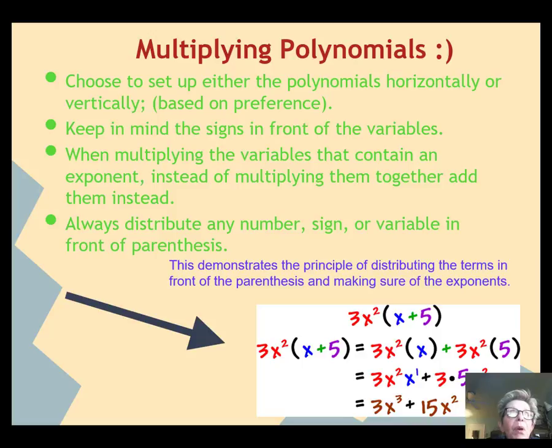In the example below here, we have 3x squared, a monomial, times a binomial. The binomial is x plus 5. 3x squared must be distributed to x, which gives us 3x to the third. 3x squared distributed to the 5 gives us 15x.